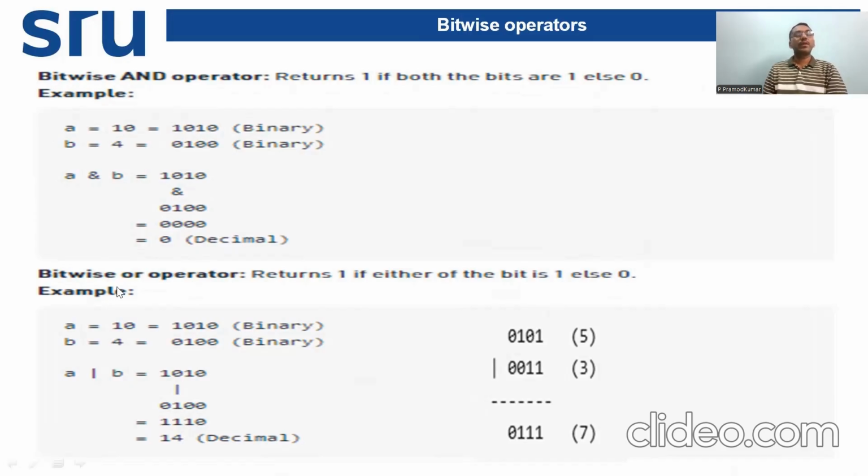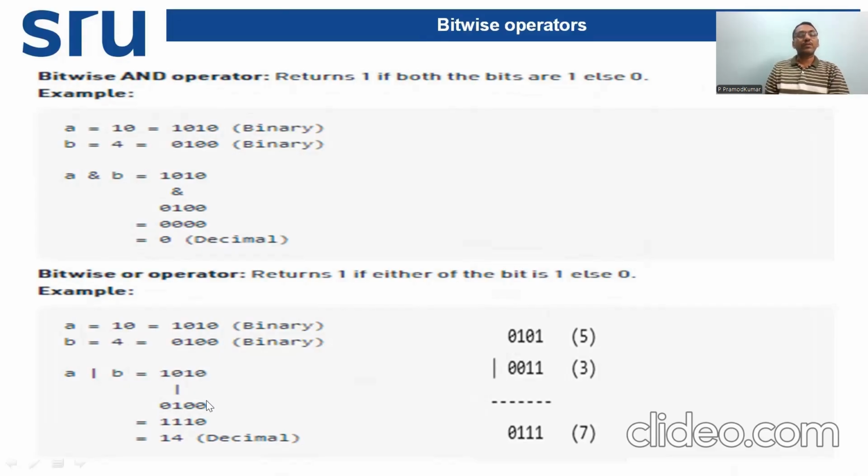The next one is bitwise OR operators. The bitwise OR returns 1 if either of them are 1. Doesn't it mean that if any one of them is 1, then the result becomes 1? Here are some examples. Same, 10 and 4 I am taking. 10 equivalent binary value is 1010, 4 equivalent binary value is 0100. I am applying the same process, from LSB bit position to MSB bit position, I am applying the operation.